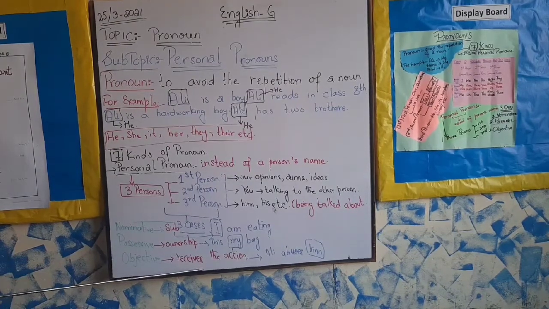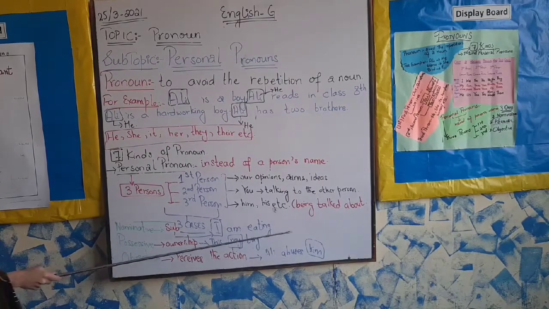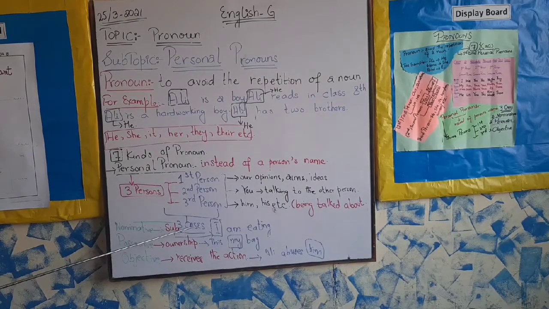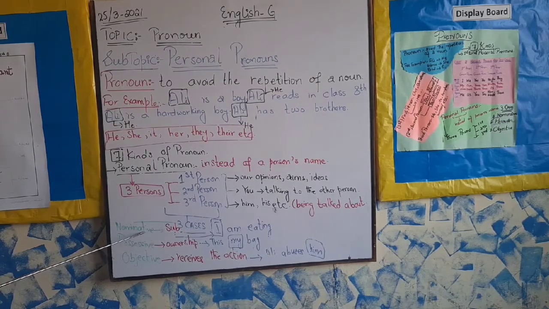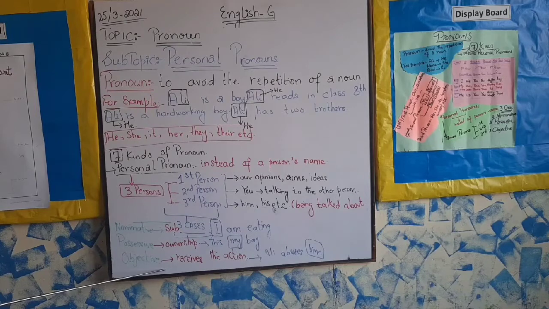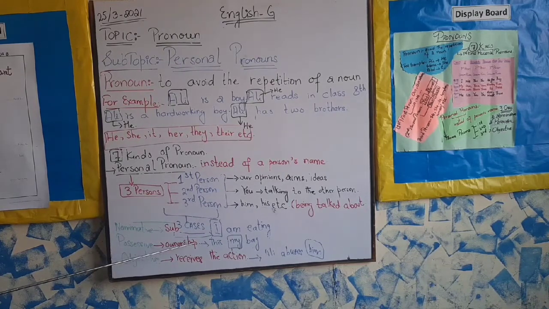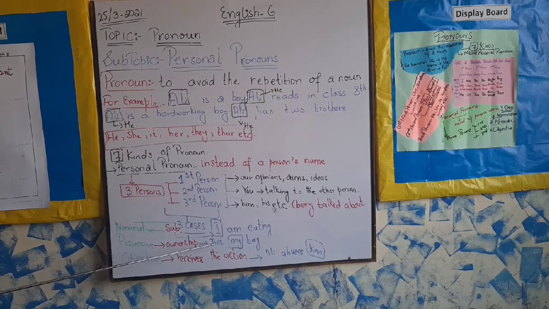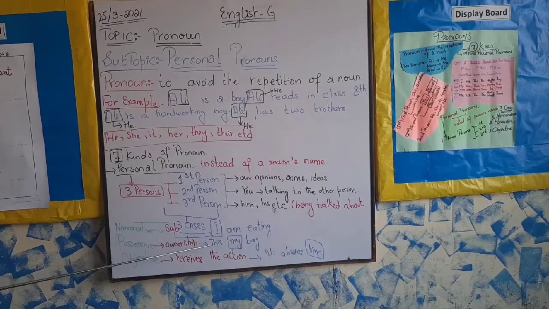The one who receives the action is known as objective case, and the one who performs an action or acts like a subject in a sentence is nominative case. And possessive is simply the ownership or a sense of belonging towards our ideas or one's opinions, one's family, one's belongings, etc.